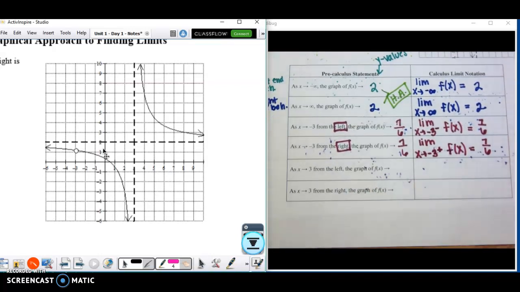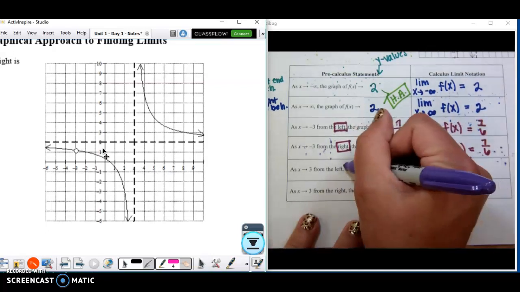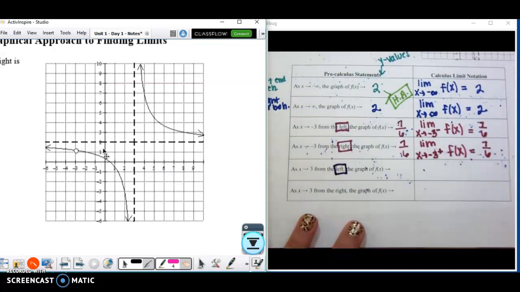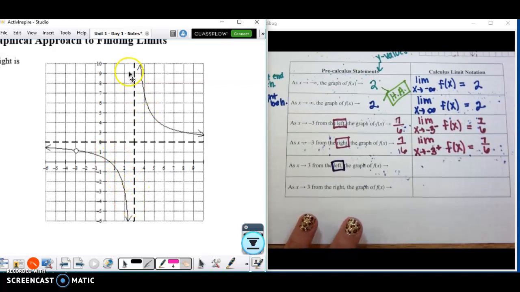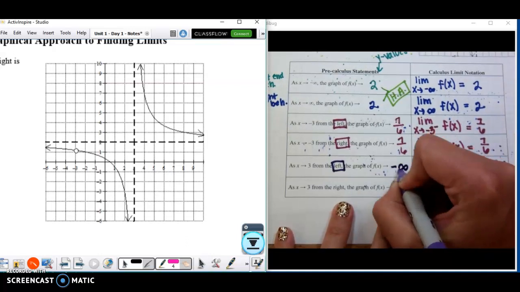Alright, so next, as x approaches +3 from the left. Let's find +3 on our graph. Well, we have a vertical asymptote here, okay? That's no big deal. We're coming in from the left. So here's the graph coming in from the left. As we get closer and closer to the x value of 3, what is happening to the y values? They just keep going down, down, down. They keep getting smaller and smaller and smaller. So those are approaching -infinity.